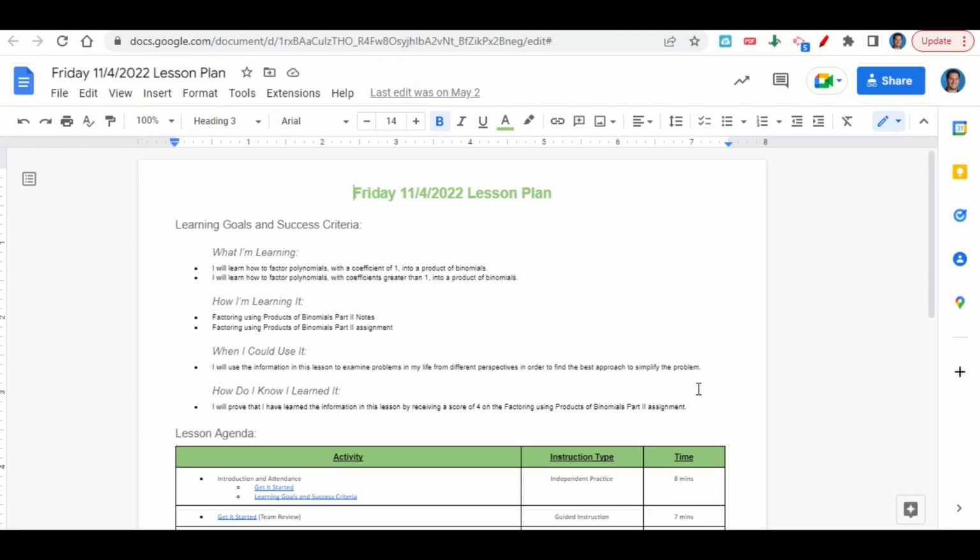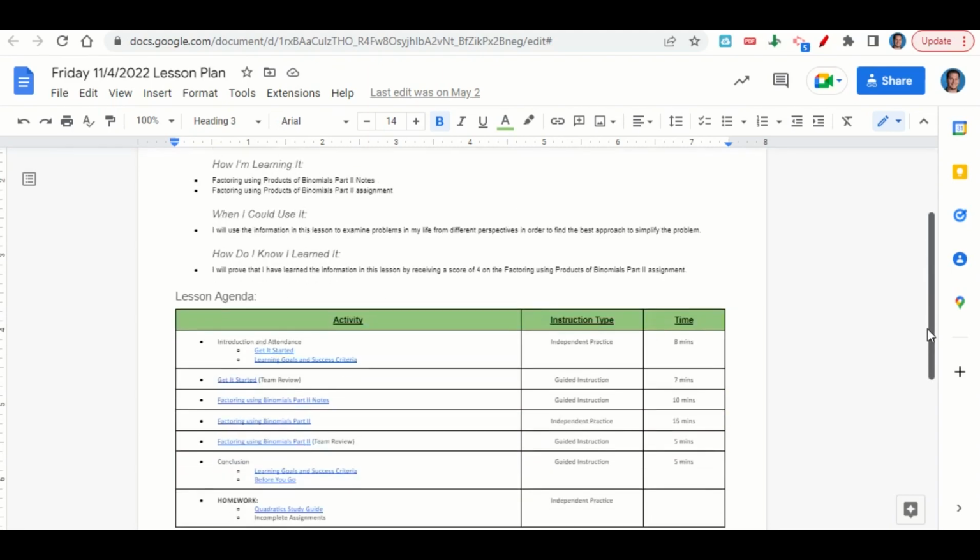When can we use this information? To examine problems in your life from different perspectives in order to find the best approach to simplify the problem. How do we know we learned it? By getting a score of 4 on the factoring using products of binomials Part II assignment.